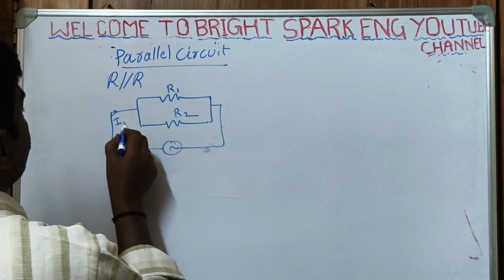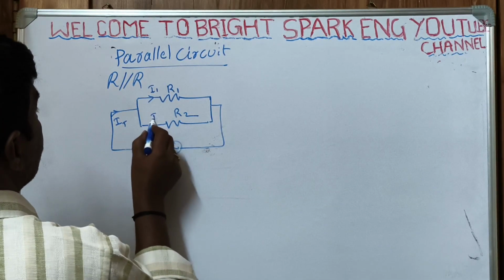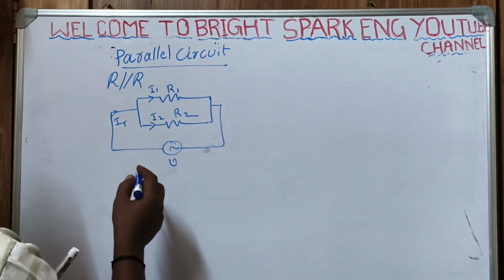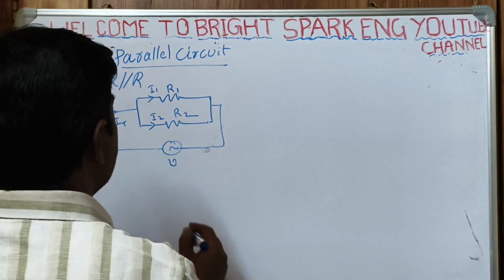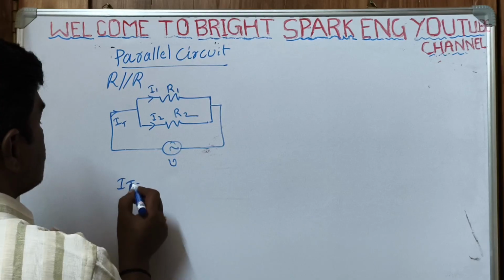Total current is I of t. Here is I1, the flow of current, and here the flow of current is I2. This is the voltage. This is parallel. Two resistors are connected in parallel. In this circuit, I of t is called the total current in parallel circuits.